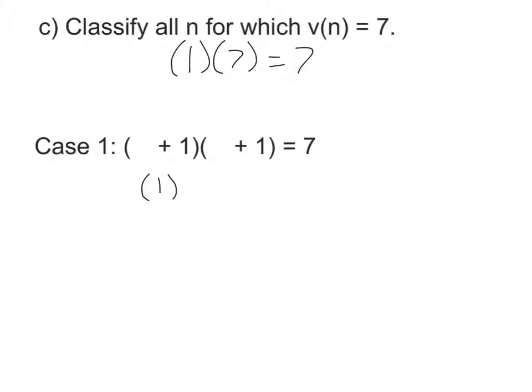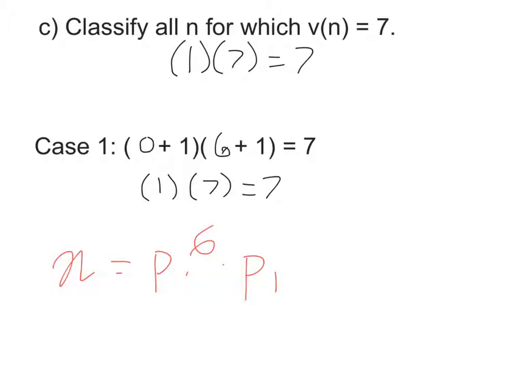Again, if we simply want to have 1 and 7 to equal 7, that means our a value must be 0, and then our b value must be 6, and that'll satisfy that the product of those two is going to be 7. So with this in mind, we can go ahead and classify all n for which v sub n is equal to 7. We can simply state the following. n has to be equal to some prime raised to the 6th power. If we wanted to, we could go ahead and identify a different prime raised to the 0 power, but I think we all know that prime raised to the 6th power is the only way where we can use our idea and come up with a product of 7.